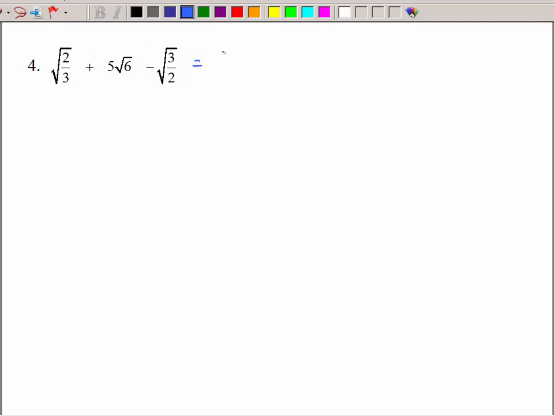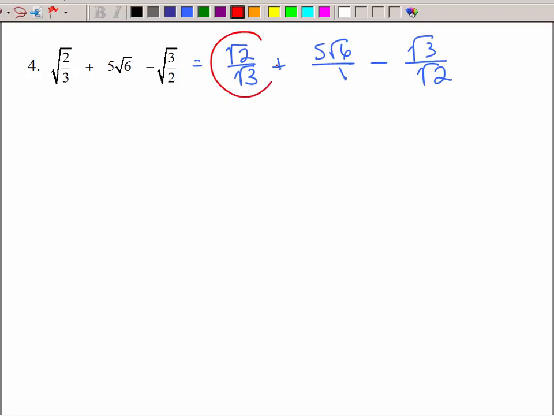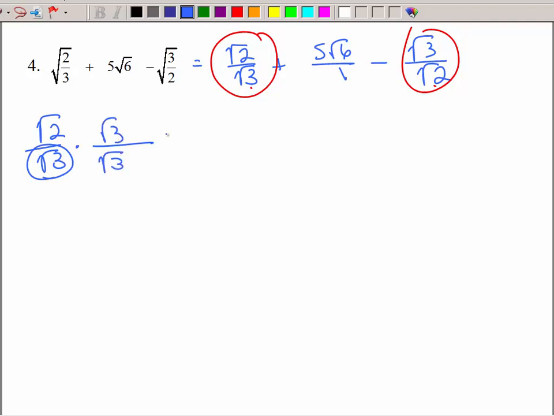So first of all, let's write this as the square root of 2 over the square root of 3 plus 5 square root of 6 over 1 minus the square root of 3 over the square root of 2. So we want to rationalize those, which means I need to get rid of those radicals in the denominator. Okay, so let's take that one at a time. I need to multiply by that, another square root of 3. So that's the square root of 6 over just 3.